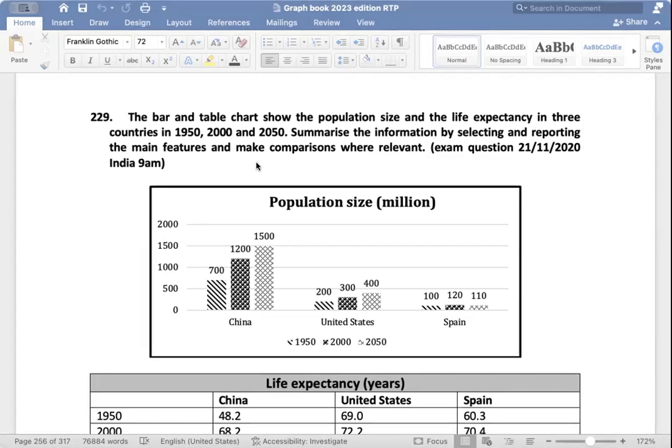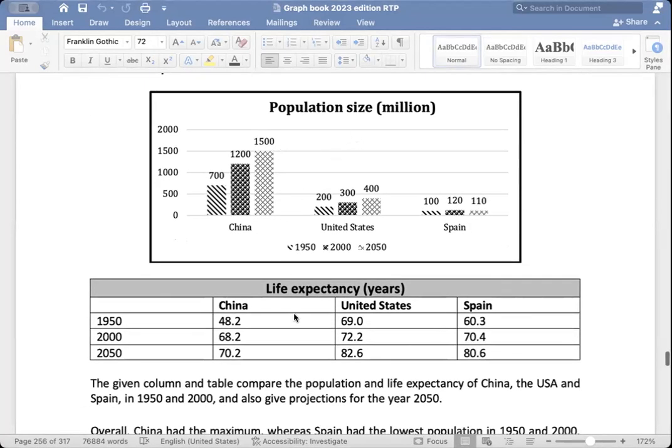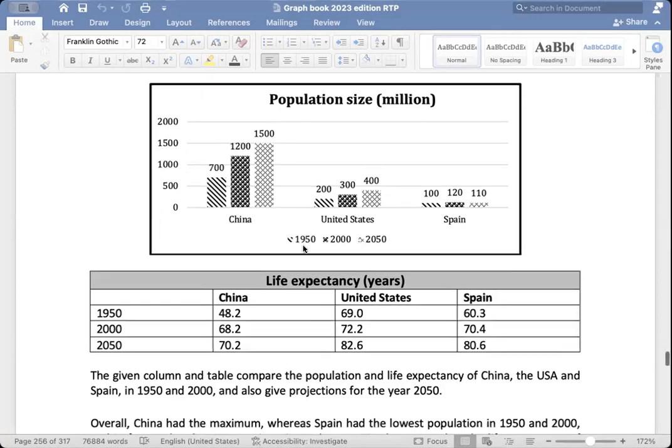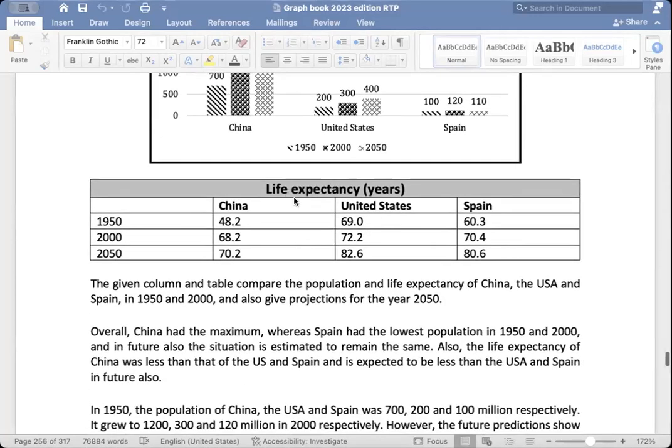The question here is: the bar and table chart show the population size and the life expectancy in 3 countries in 1950, 2000, and 2050. Now, in this graph, you will learn how to use the language of the future, 2050. This is future, okay? How to write an introduction which has a future year also in it. You will learn that also. So first thing you do is first see both the graphs. This is of population size, that is how many people lived in a particular country in the 3 years given, and life expectancy in 1950, 2000, 2050.